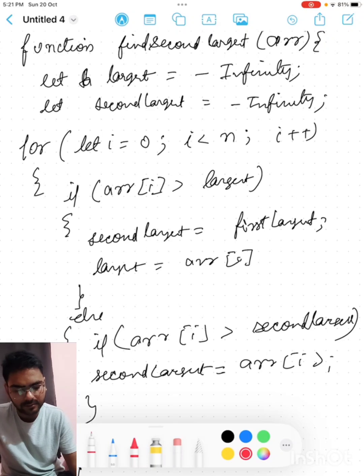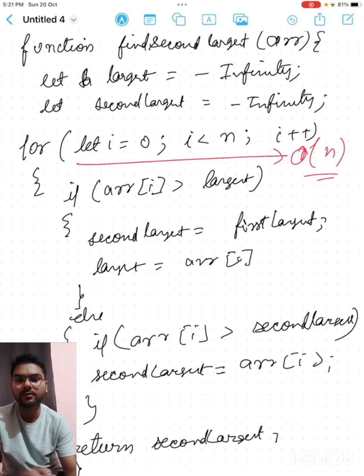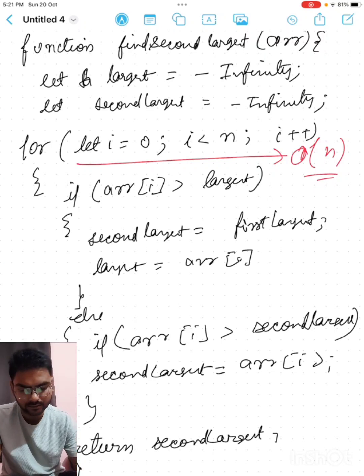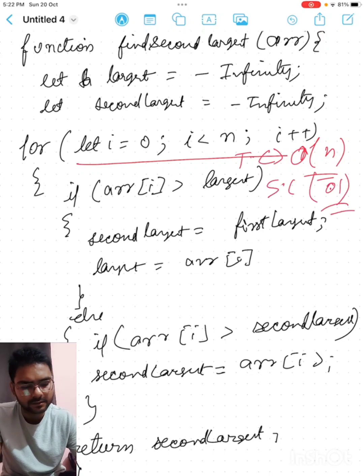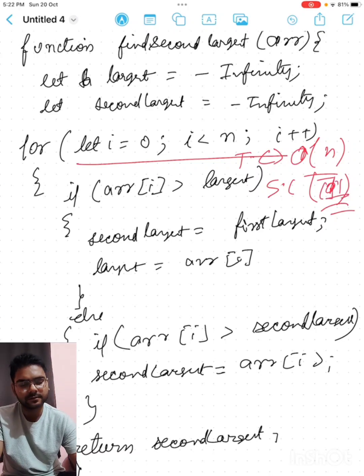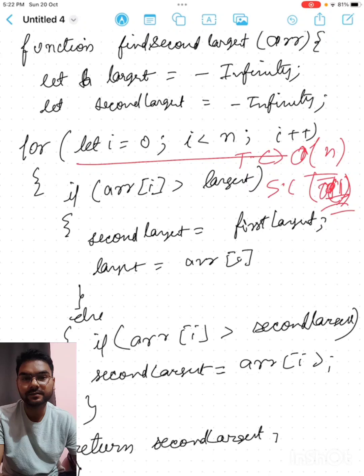Now talking about the time complexity, one complete loop, so big O of n, and no other loop. So this was the time complexity. Space complexity: directly we are returning a value, no space we are consuming. So big O of 1, very straightforward.